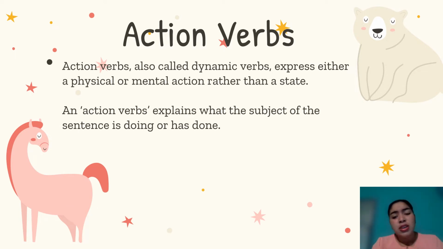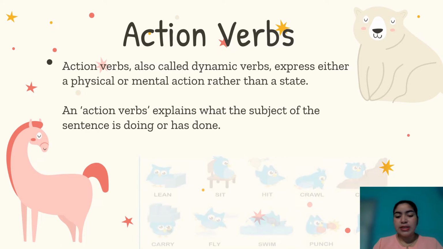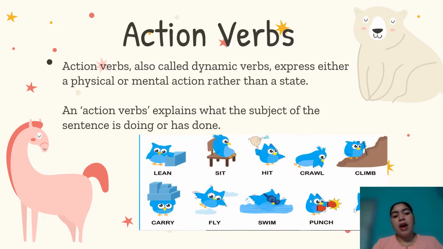In case you didn't know what action verbs are, here we have the concept. Action verbs, also called dynamic verbs, express either a physical or mental action rather than a state. An action verb explains what the subject of the sentence is doing or has done. Look at these examples. Here we have lean, sit, hit, crawl, climb, carry, fly, swing, punch, and kick.